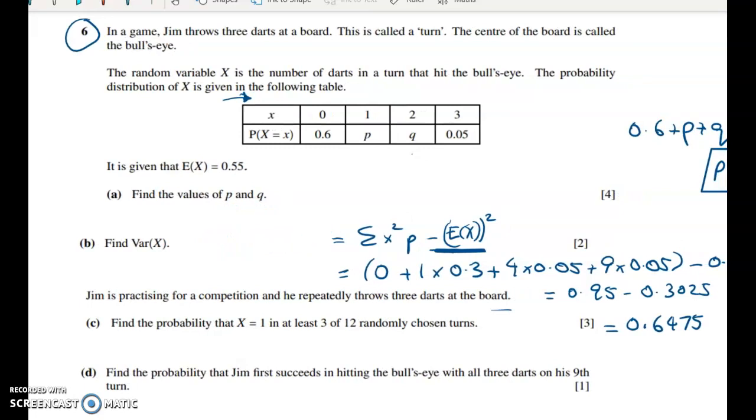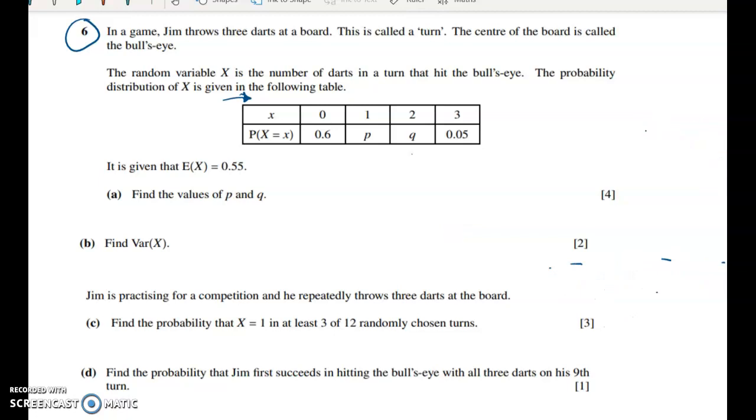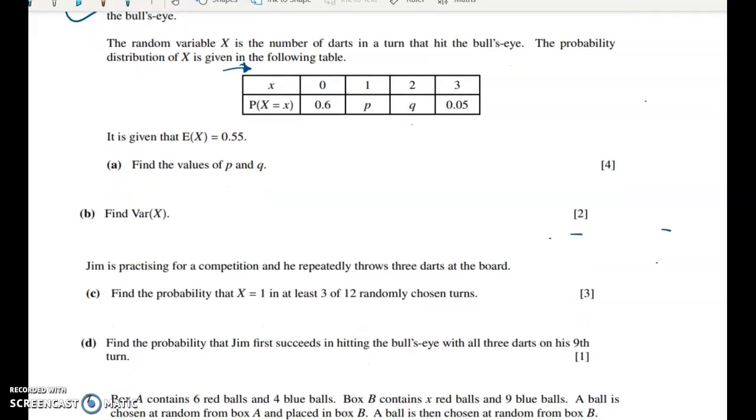Okay, so this next question changes things a little bit. The first 2 questions were about what happens on a turn, right? And a turn is having 3 shots at the dartboard. In the next part, part C, Jim is practicing for competition, and so he's going to do this over and over again. And in this question, we've got a binomial distribution because we have to find the probability that in at least 3 of 12 randomly chosen turns, he gets x equals 1. And remember, the probability of that happening is 0.3.